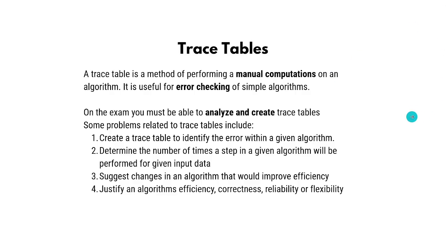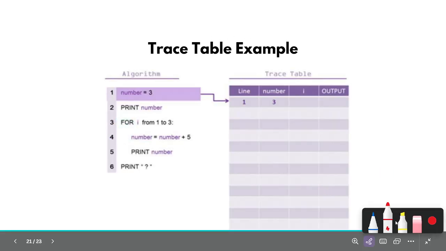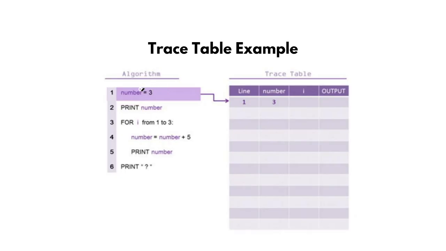Okay, we'll run an example of a trace table. So this is an example of a trace table. Right here you'll have the algorithm. You start off with number 3, and you see this is an example right here. Your number is 3, line 1, line 2, print number. So how would you do this? Since the number is 3 and you're printing it, the output is 3. So you would write 3 right here.